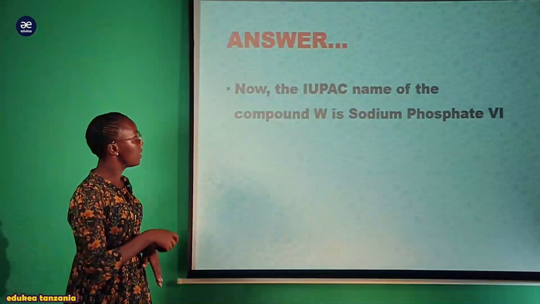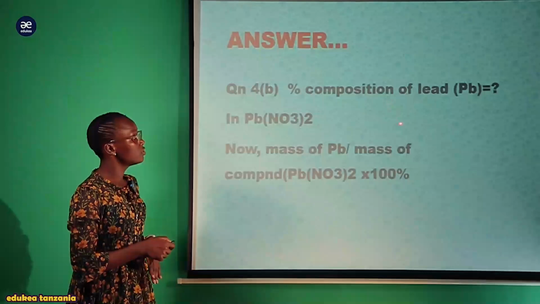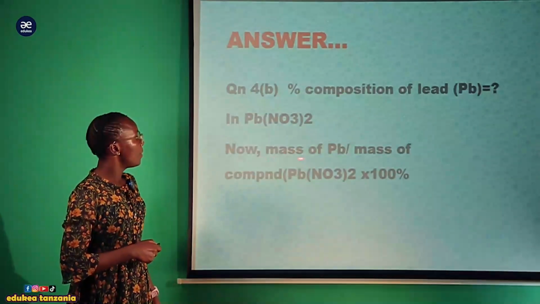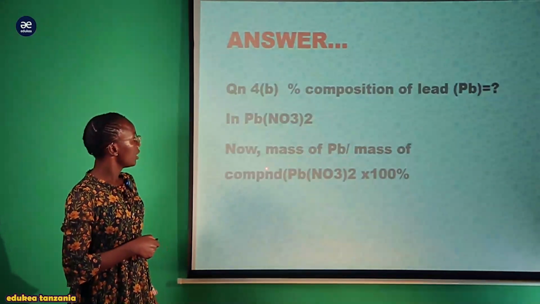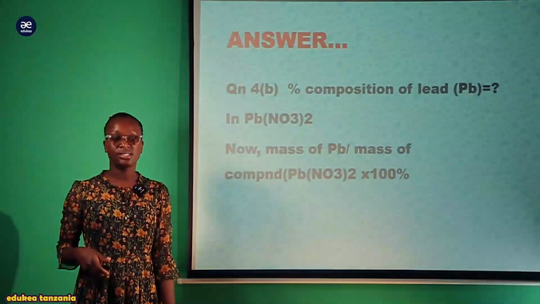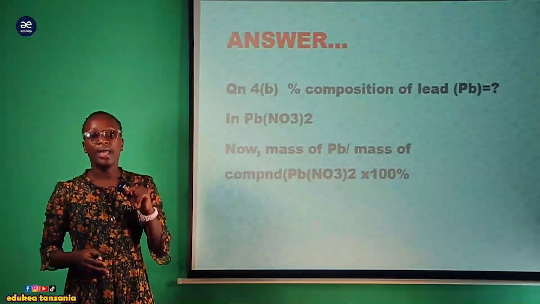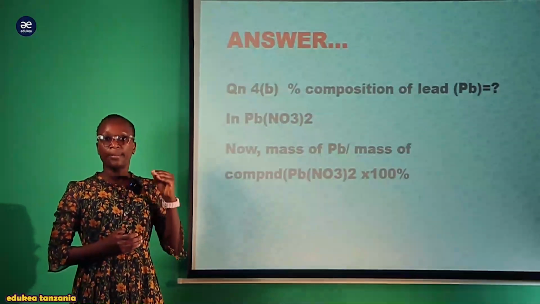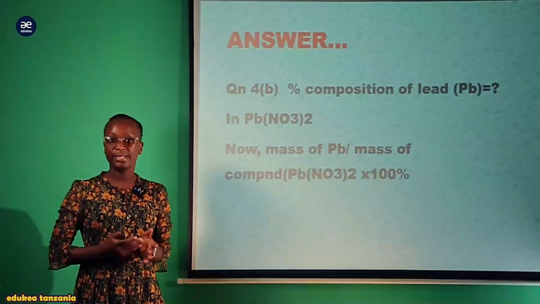Part B mwanafunzi alitakiwa atafute percentage composition of lead kutoka kwenye lead nitrate. Obviously now mass of the lead over mass of the compound mara 100 percentage. This is the formula of finding percentage composition. Kwamba ili tupate percentage composition ya compound ambayo tulikuwa guided, tunachukua mass of that compound ambayo ni mass ya lead over mass ya compound nzima ambayo ni ya lead nitrate mara 100%.